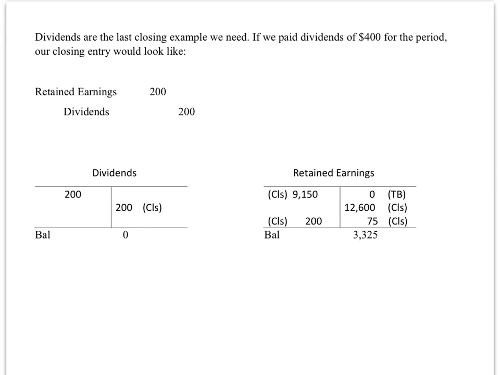Closing dividends is just like closing expenses, right? Dividends have that debit balance, so we're going to credit them. We're going to debit retained earnings. So we get rid of all of our dividends, nothing's left. We had 200 in there, we close it, there's zero left. We put that over here in our retained earnings, so that drops our ending retained earnings balance to $3,325.